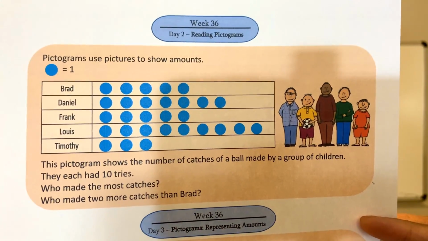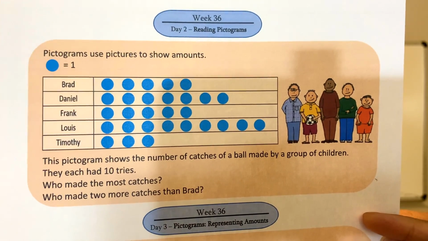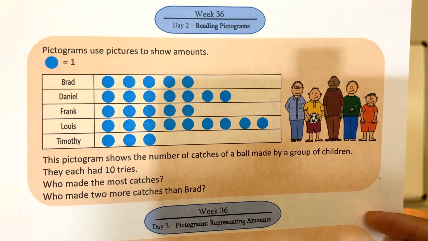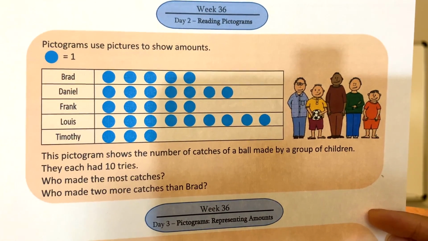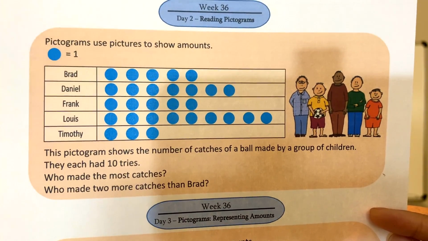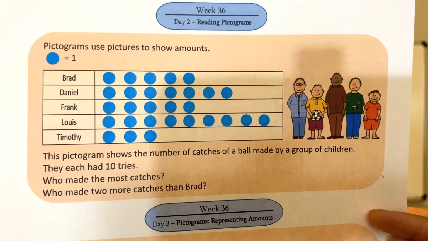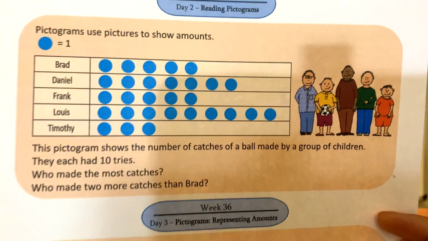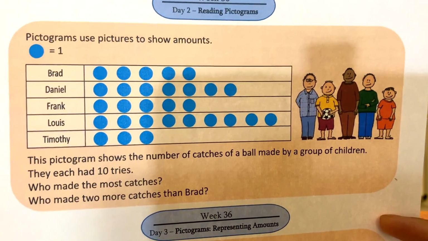Pictograms use pictures to show amounts. Each circle represents one catch. This pictogram shows the number of catches of ball made by a group of children. They each had 10 tries. Question 1. Who made the most catches?